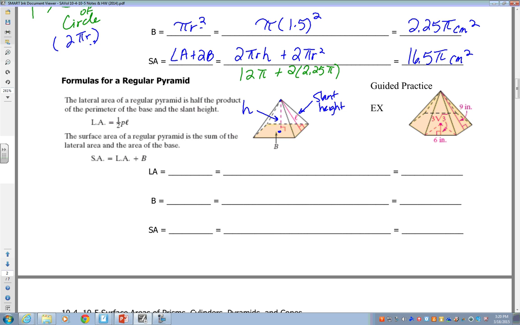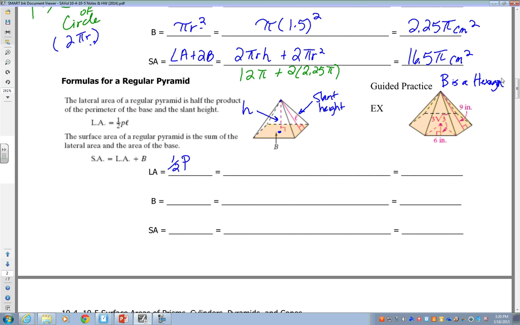The first thing is still going to be identifying the B. What represents the B in our example here? Yeah, B is a hexagon, a regular hexagon. Now, our formula is going to be a little different. We're going to do 1/2 the perimeter times L, which is our slant height. So after I find the B is a hexagon, I need to know what the perimeter of that hexagon is. What would the perimeter be?